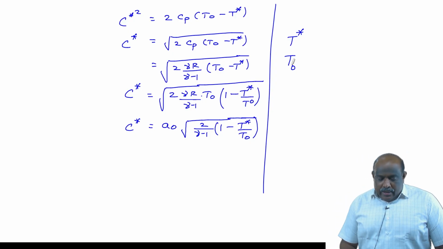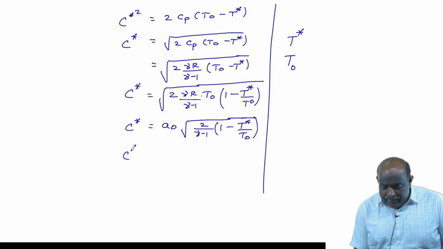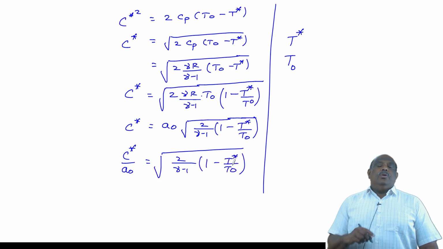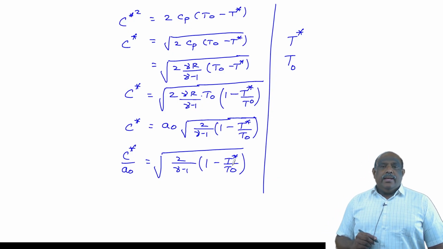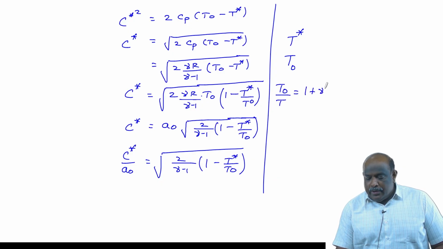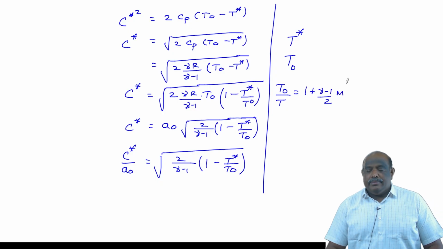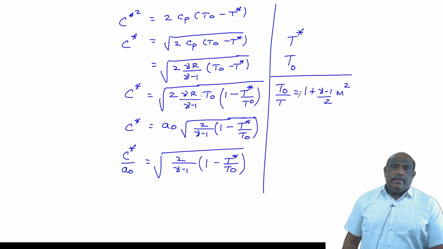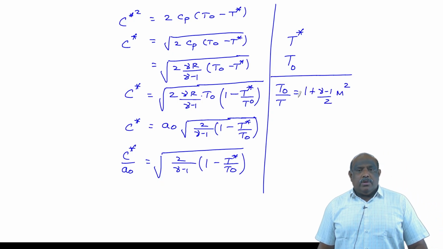Okay, good. Now, C star by A naught is equal to 2 by gamma minus 1 into 1 minus T star by T naught. Also, we derived the condition for the stagnation temperature, which is nothing but what? T naught by T equal to what? 1 plus gamma minus 1 by 2 into M squared. We also know this equation: T naught by T equal to 1 plus gamma minus 1 by 2 into M squared.